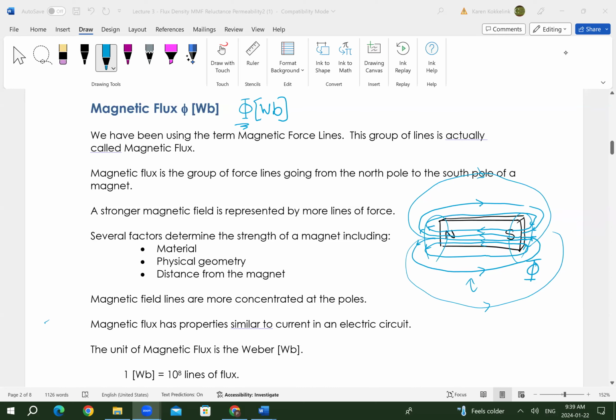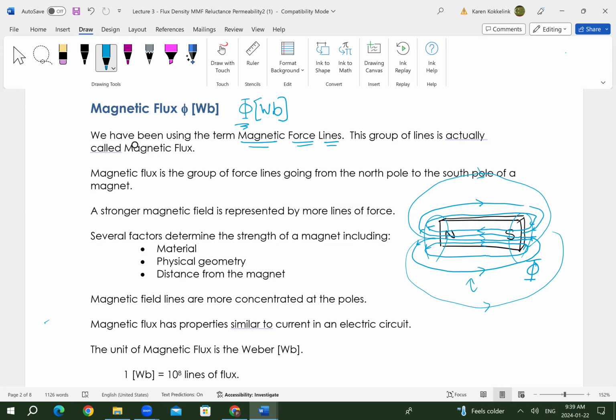We've also talked about these as magnetic force lines. So I'm going to call them magnetic flux, flux lines, lines of force, magnetic force lines. It's actually called magnetic flux. The magnetic flux is those groups of lines that go from the north to the south pole.